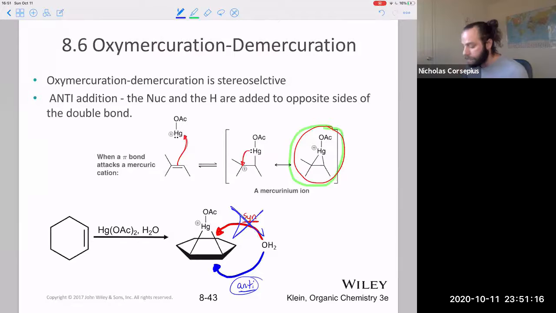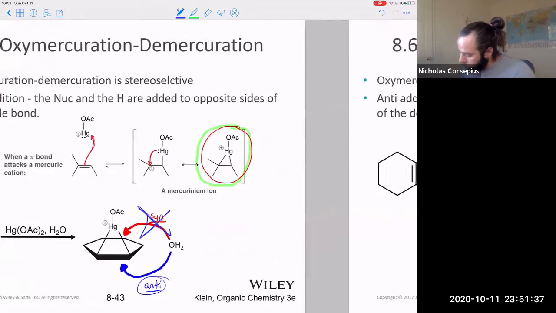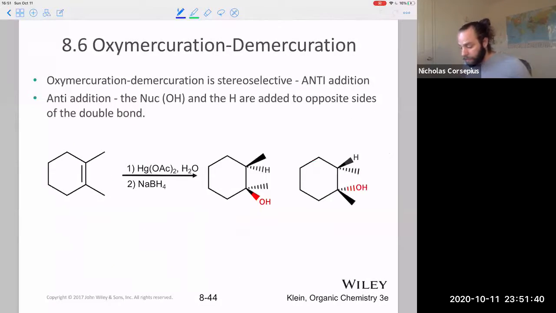You don't have any syn addition because it's blocked up by the presence of that cyclic intermediate. So these are stereoselective in that you only get the anti-addition. The nucleophile and the hydrogen that are being added are going to be added to opposite sides. Okay, so just to illustrate that here, in the other product you don't get a stereoisomer that's formed, so it's not as interesting, but let's look at this example here.